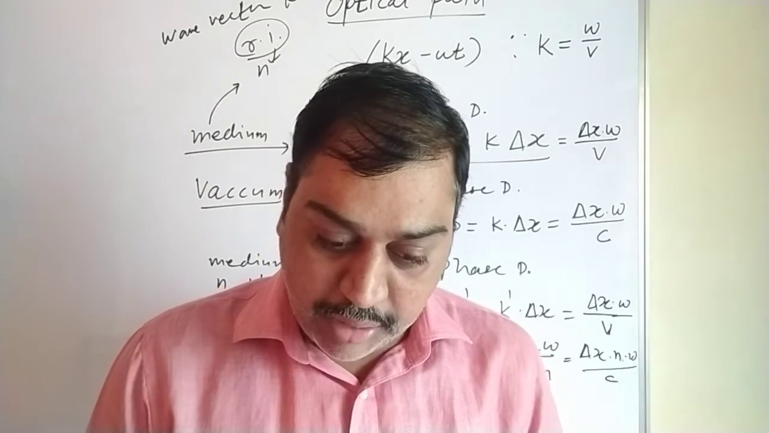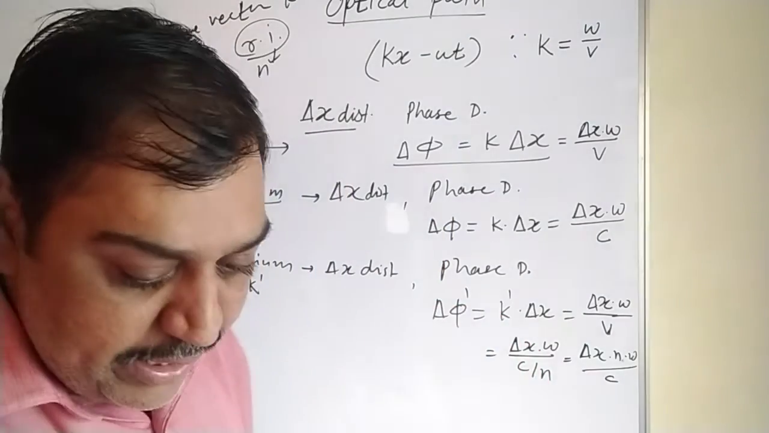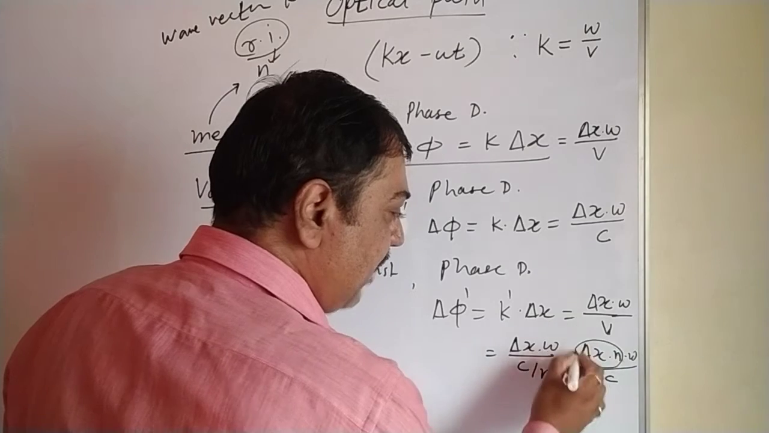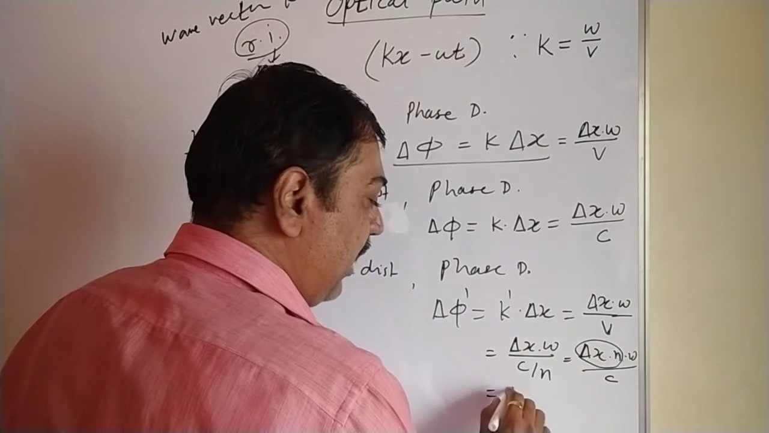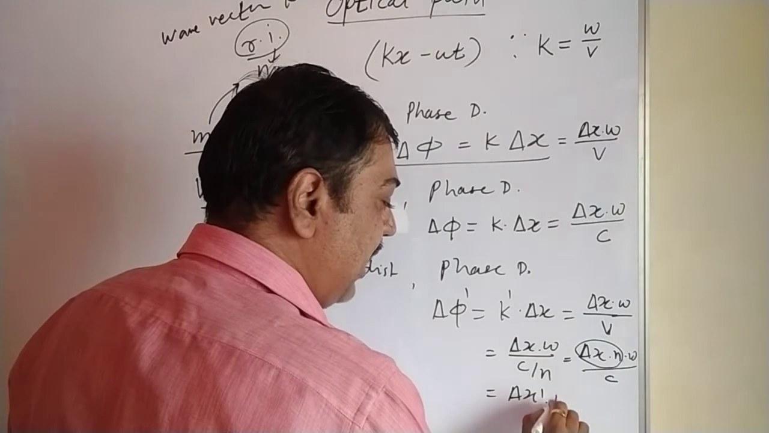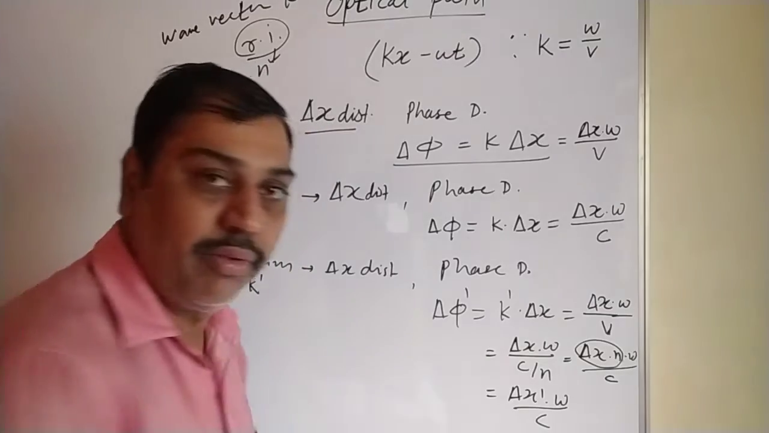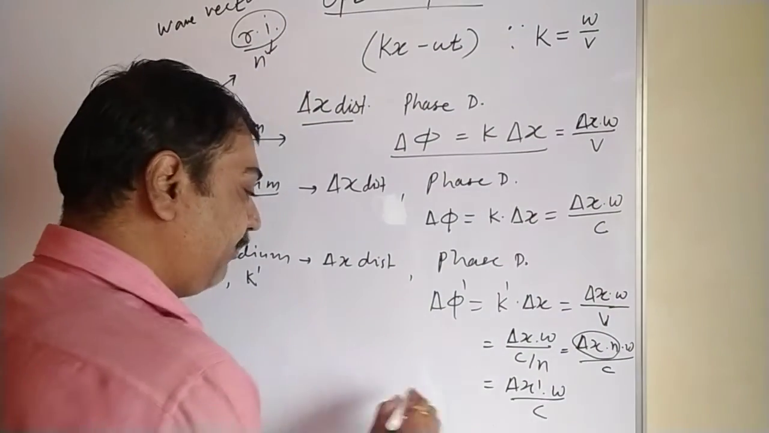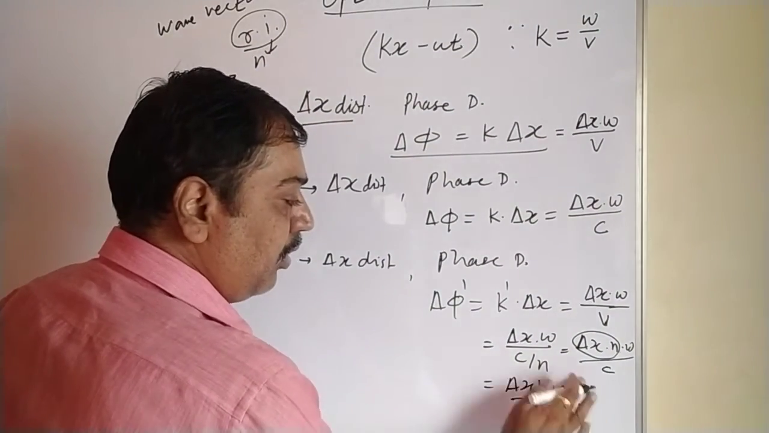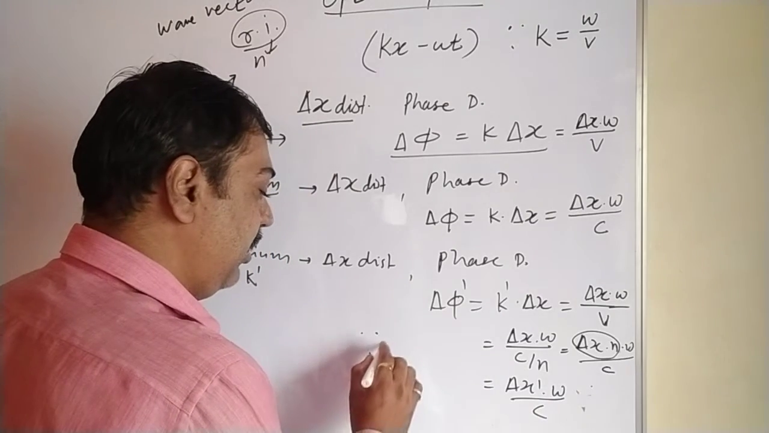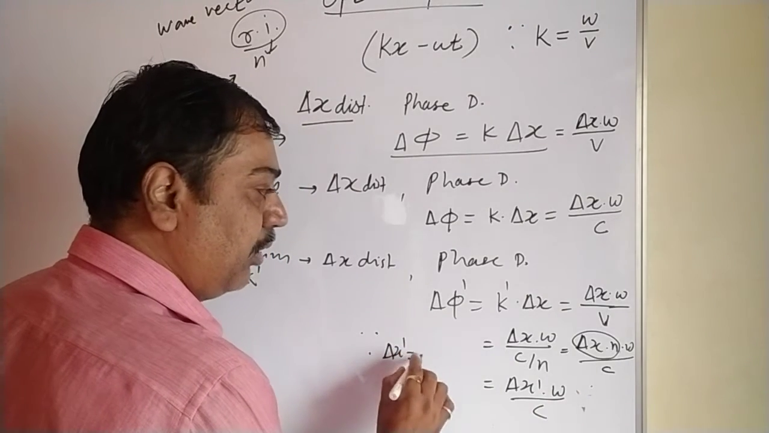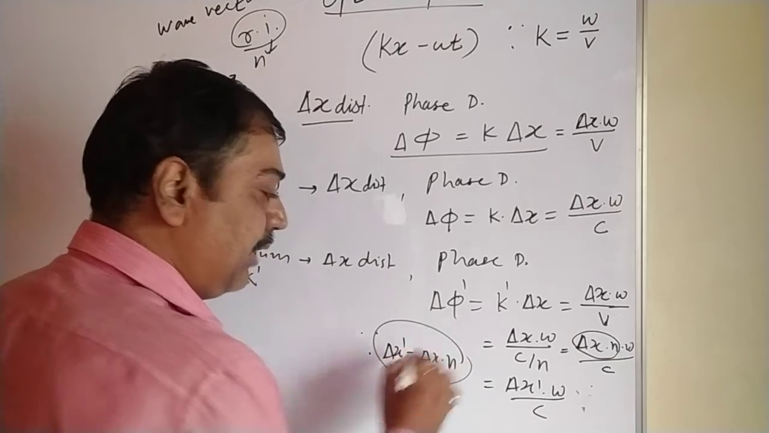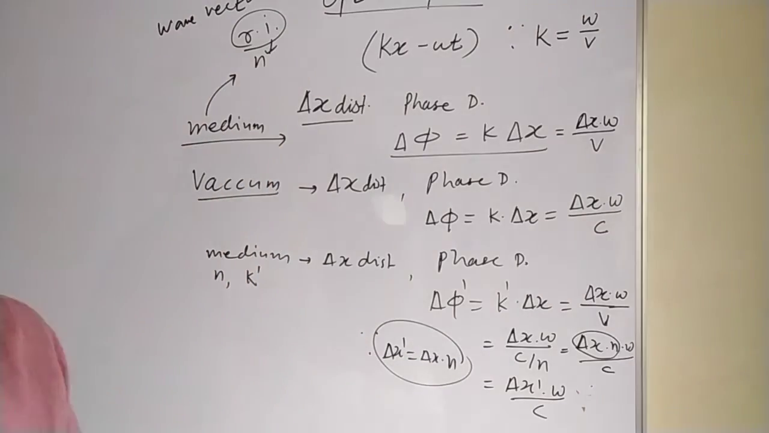Now here, suppose if you put the value delta x dash equal to n into delta x, if you put this as delta x dash, then we can write this as delta x dash into omega by c, where delta x dash equals delta x into n. So that value we have put here and we get this equation.